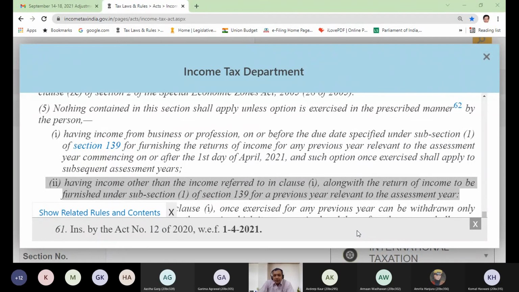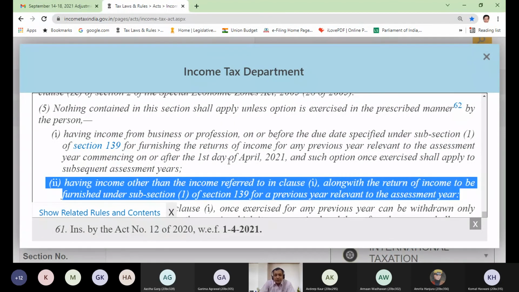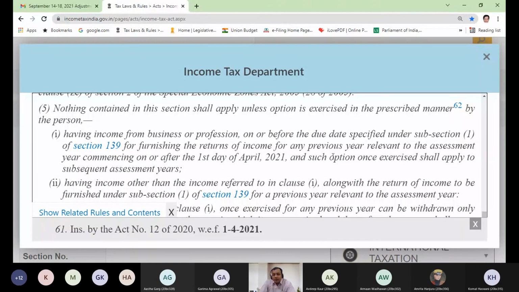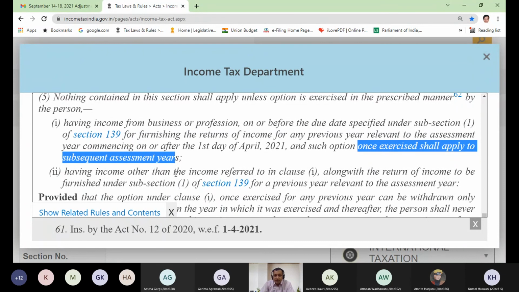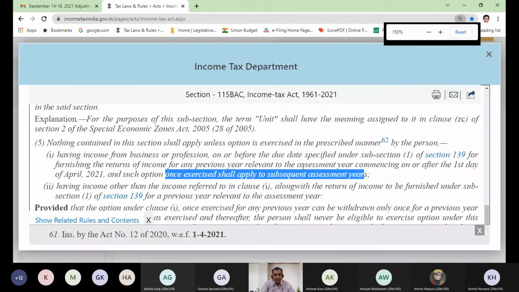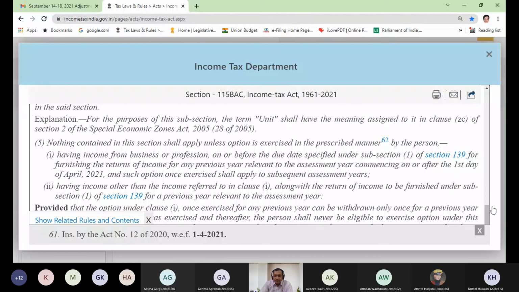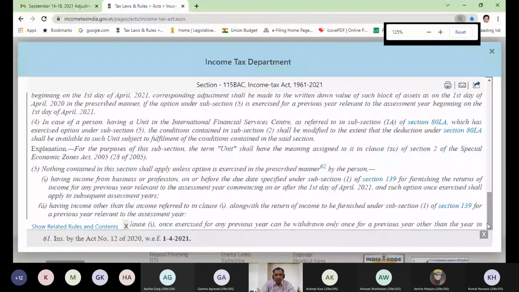But one thing I am giving you for self-study: in PGBP also, though it says that once the option is exercised it will apply to subsequent years, still there is an exception. In one case, you can withdraw this option. If you want, there is a choice available, you can withdraw it. But that point, you have to read yourself. It is written in this exception, if you can see.